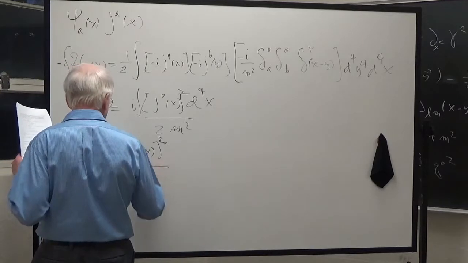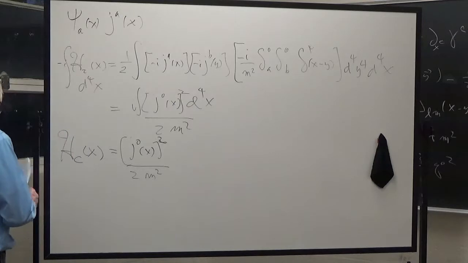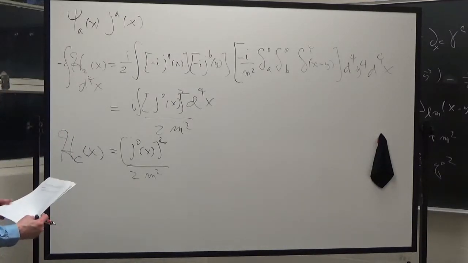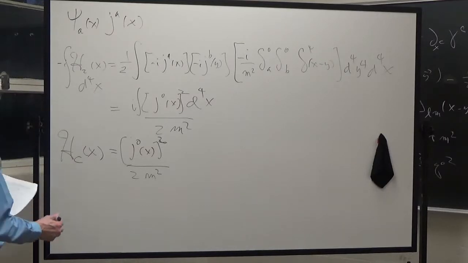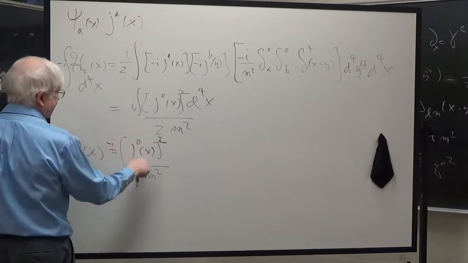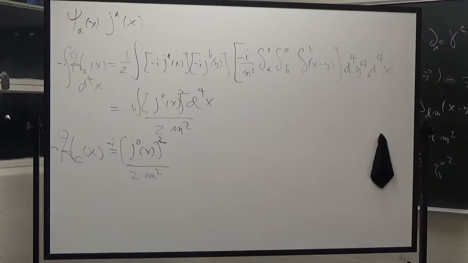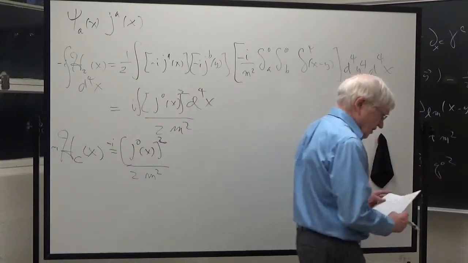Over 2m^2. And so what happens is, if you have then minus i times that, you then have minus i times this. This term cancels this term. So everything cancels. In other words, it all comes out in the wash.